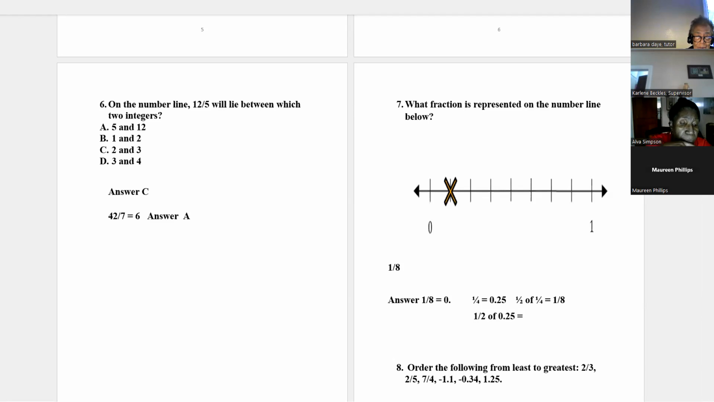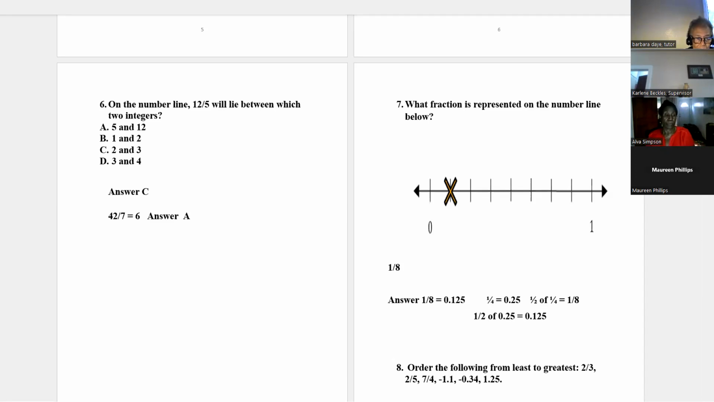It's 0.125. Because half of 20 is 10, right? Half of 5 is 2.5. So that's 0.125. So 1/8 as a decimal is 0.125. Just take half of 25. That's why it's good to know your fraction decimal relationships.